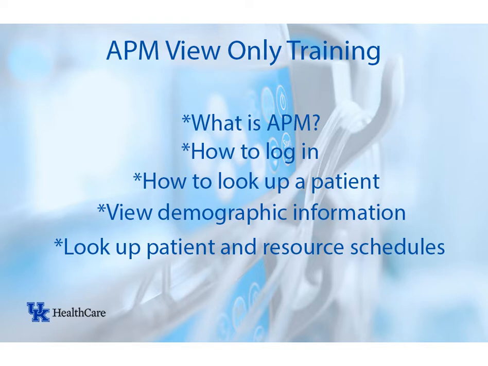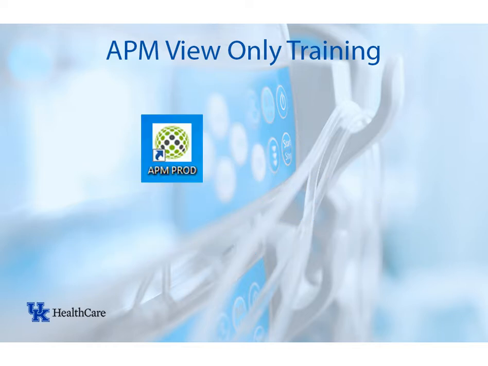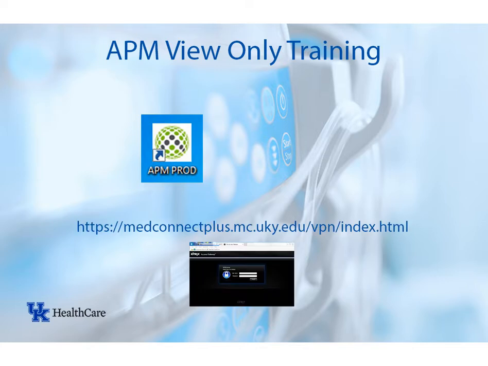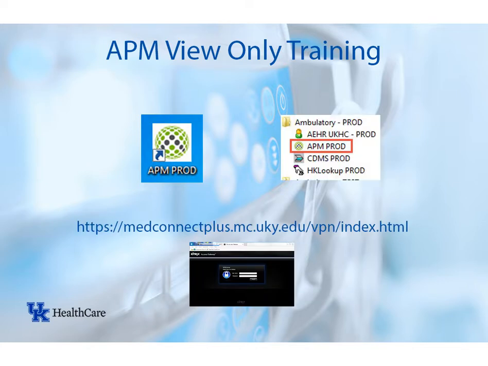APM, or Ambulatory Practice Management, is the system used to register and schedule patient appointments, as well as build and maintain resource schedules. You can log into APM by using the APM icon on your desktop, MedConnect, or by going to the Ambulatory Prod folder in your Start menu.